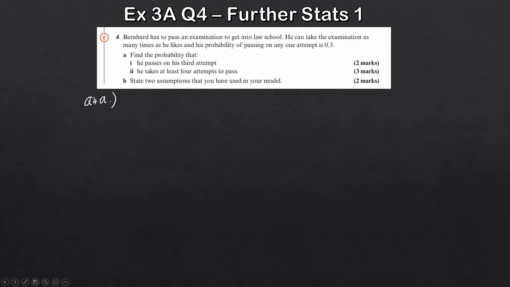So question 4A. We've got to find the probability that he passes on his third attempt. If he passes on his third attempt, that would just be the probability that X, here we're just going to call it the distribution X. So let's just define this distribution first. X is geometric distribution with a probability of 0.3. So that means the probability that X is equal to 3, he passes on the third attempt. The probability that you pass exactly on an event, we write this probability as p times (1 minus p) to the power of x minus 1.